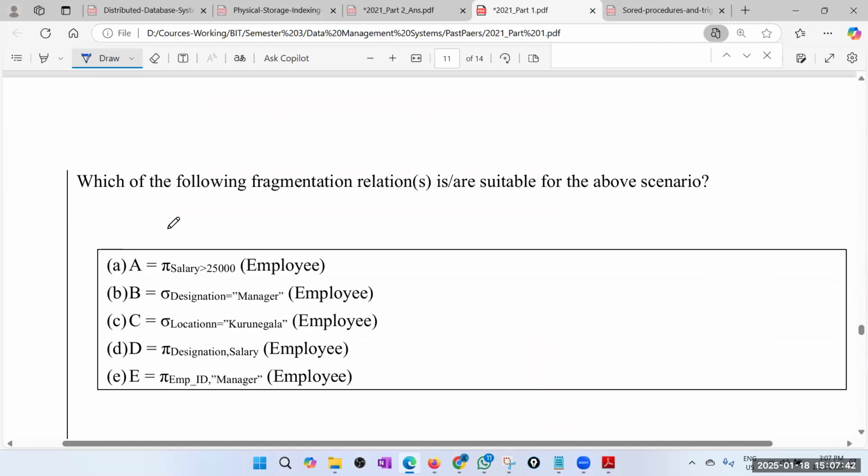A. Phi, මෙහෙම phi කරන්න බෑ. Phi කරන්න බෑනේ මේක sigma එකක් එන්න ඕනේ. So this is definitely wrong. B. From employee you take only managers. That is what the headquarters is interested, right?